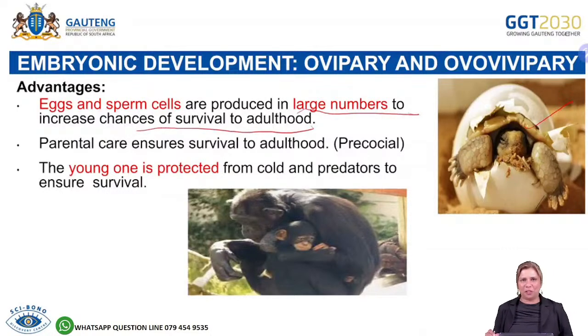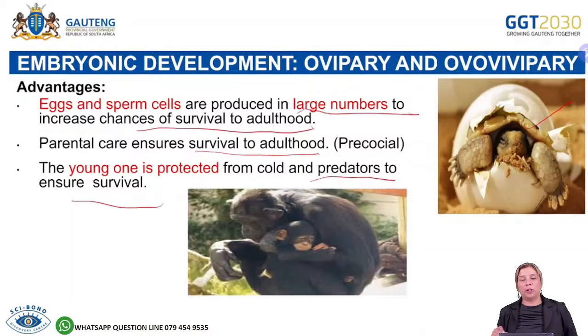So you'll see a fish will lay thousands of eggs, just so that it can be sure that one of them is going to be fertilized. Parental care ensures survival to adulthood, and the young one is protected from the cold and predators to ensure survival.